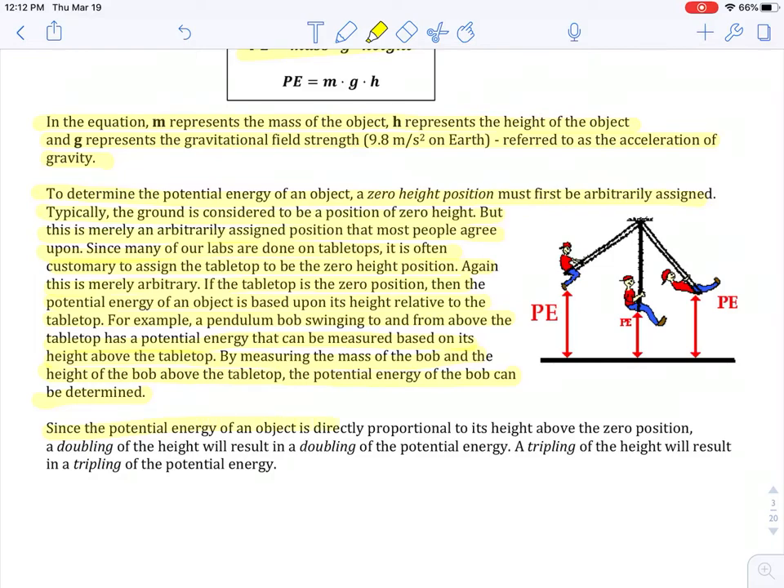Since the potential energy of an object is directly proportional to its height above the zero position, a doubling of height will result in a doubling of the potential energy. A tripling of the height will result in a tripling of the potential energy.